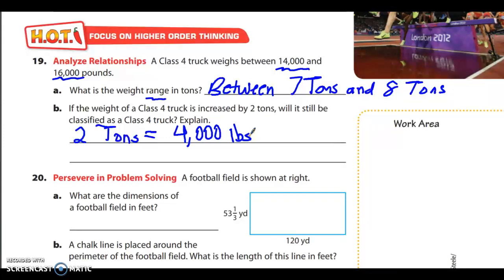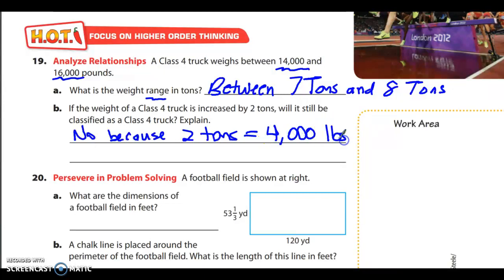So think about that. If you take a 14,000 pound truck and increase it by 4,000 pounds, it would weigh how much? It would weigh 18,000 pounds. So no matter what, it wouldn't be a Class 4 truck anymore because it exceeded the 16,000 pound limit. So the answer is no, because 2 tons equals 4,000 pounds. So the weight would exceed the 16,000 pound limit.